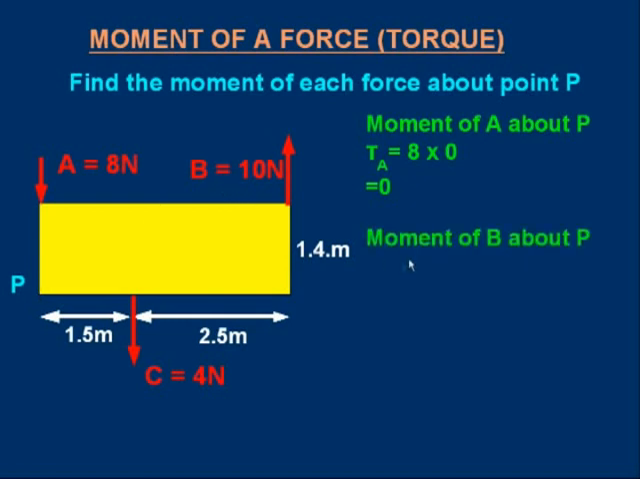B, the line of action will be vertical here. Its perpendicular distance from P will be 1.5 plus 2.5, which is equal to 4 meters. So the moment about P will be equal to 10 times 4, which is equal to 40 Newton meter anti-clockwise.